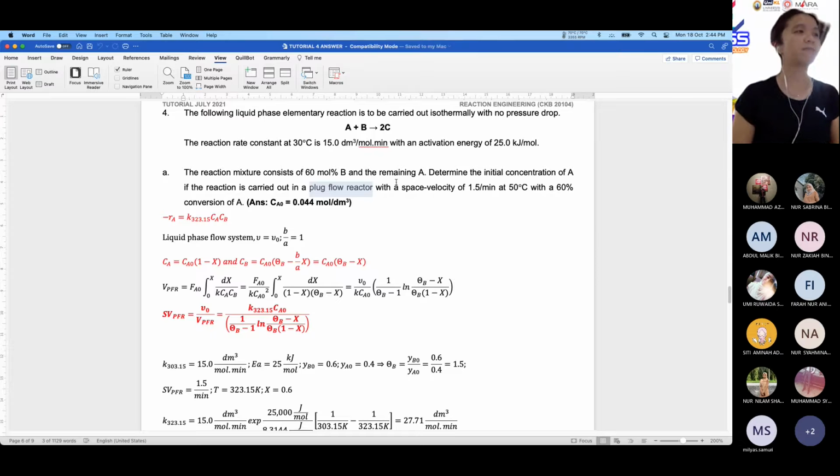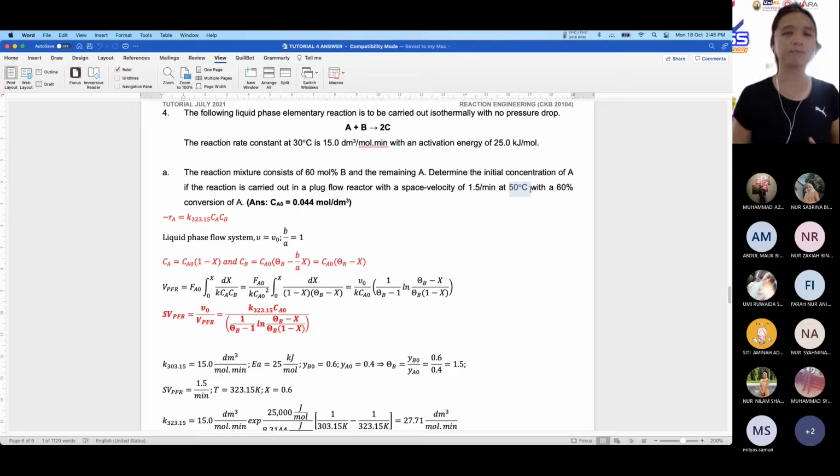Alright, so it says with a space velocity of 1.5 per minute. So it says find CA naught. It gives the space velocity, okay, as we are at 50 Celsius. Okay, so now it tells us to find the concentration CA naught. They give us space velocity 1.5 per minute, and they state that the reaction is at 50 Celsius.